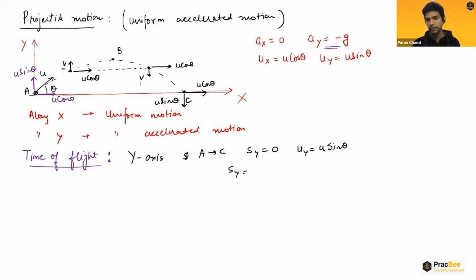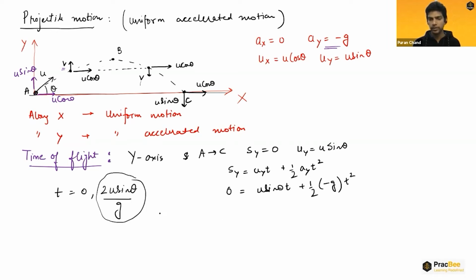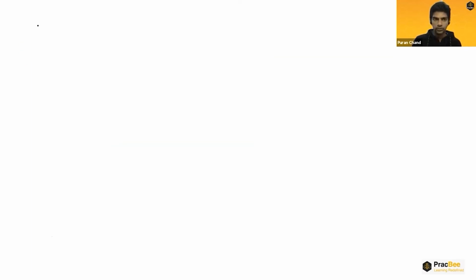So we can apply Sy equals uy t plus half ay t square. Is it clear? So Sy is 0, uy is u sin theta into t plus half ay, and ay is minus g, right? Into t square. So the time of flight will be 2u sin theta by g. Got it? Or you can remember it like this: it will be 2uy upon the acceleration in the y direction.